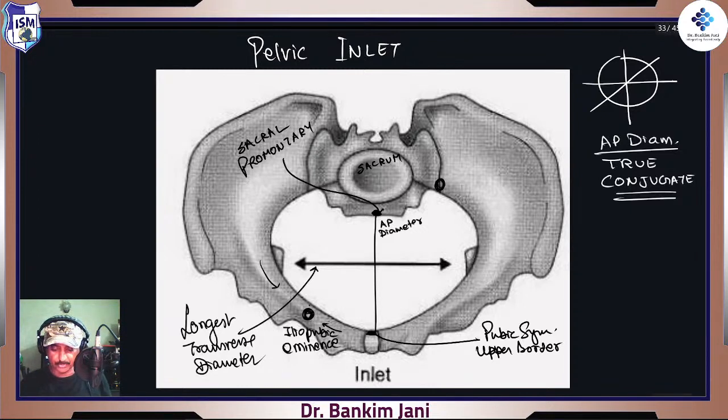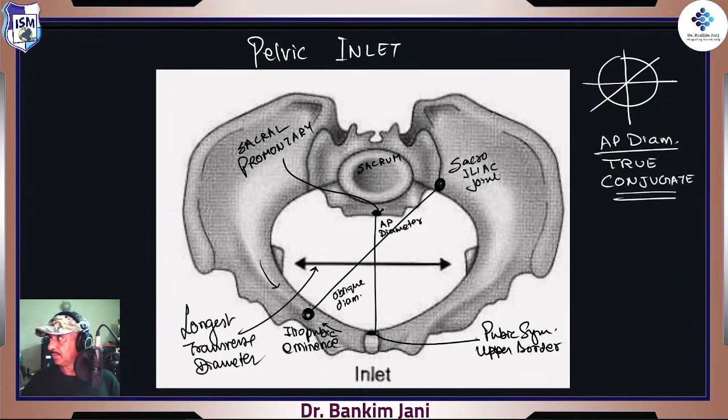This is what? Sacroiliac joint, right? SI joint or sacroiliac joint. And this one is the oblique diameter, right? That's what is called the oblique diameter. Right now, I am not entering into what is the length of each and every one. That would come. But first we should know where exactly the pelvic inlet is.